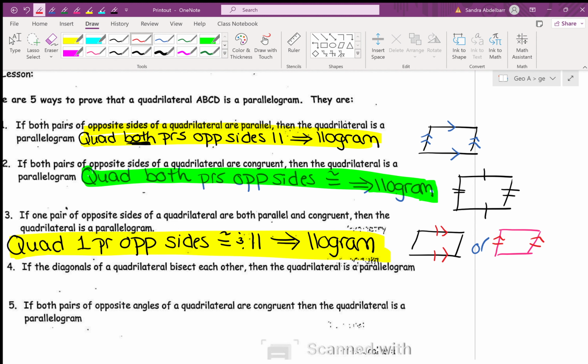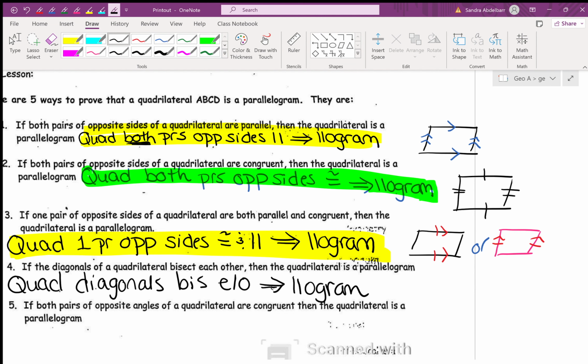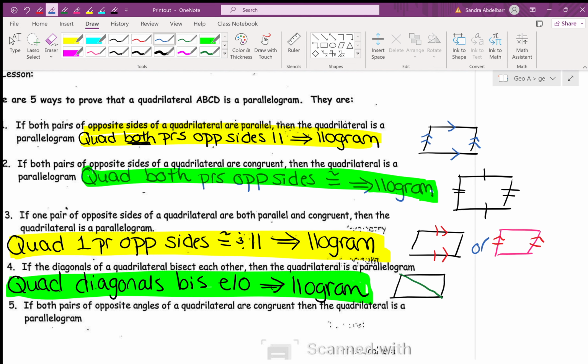All right, number 4, if the diagonals of a quadrilateral bisect each other, then the quadrilateral is a parallelogram. Shortcut, quad, diagonals bisect each other, yields parallelogram. Okay, so what would that look like? Remember, diagonals have to be from one vertex to the other, and they're going to be cutting each other into 2 equal parts. So that's how that would look.